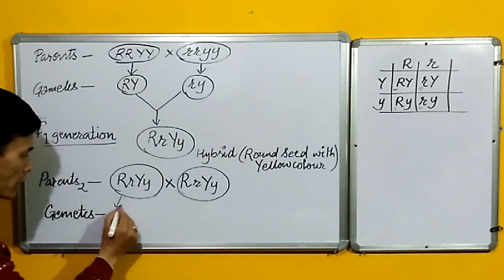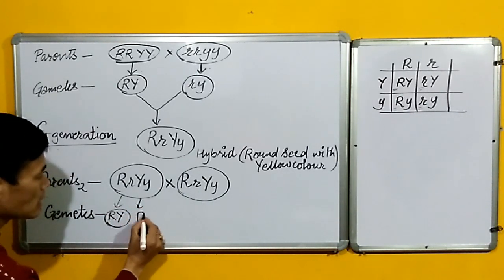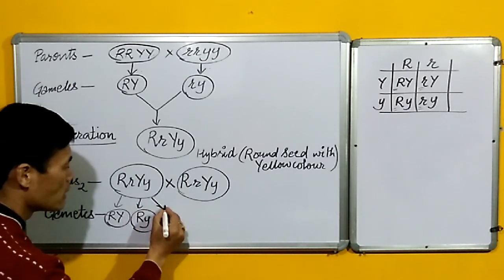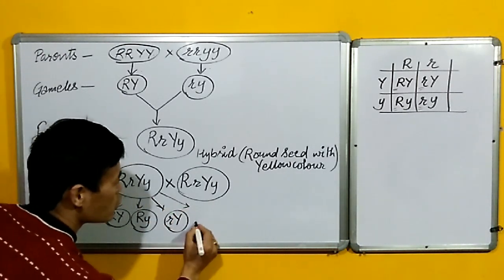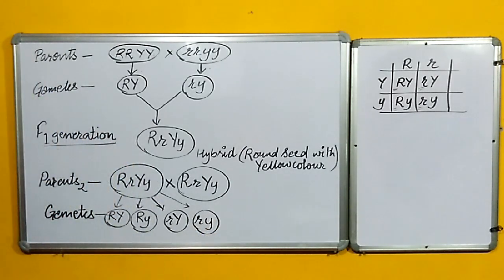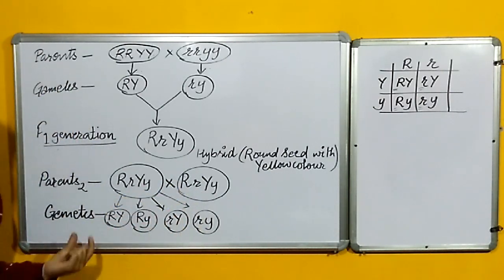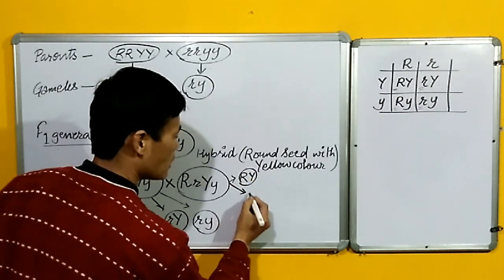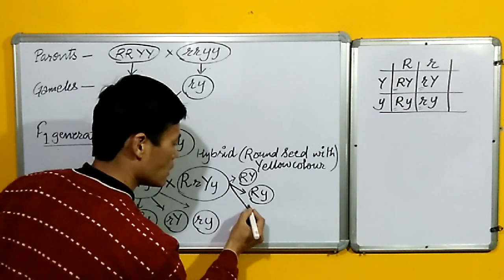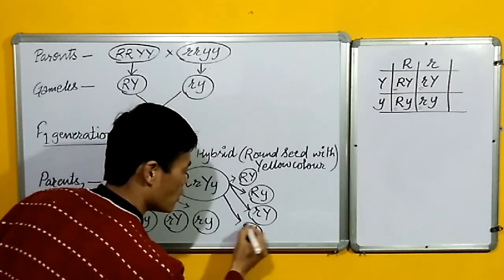So the gametes would now simply be written as capital R, capital Y as one type of gamete, capital R, small y as another type, small r, capital Y as another type, and small r, small y as another type. Since both the parents have the same genotypic makeup, this parent will also produce the same types of gametes: capital R, capital Y, capital R, small y, small r, capital Y, and small r, small y.